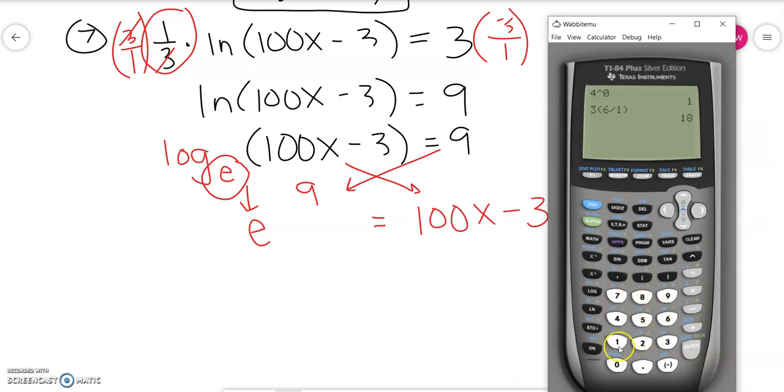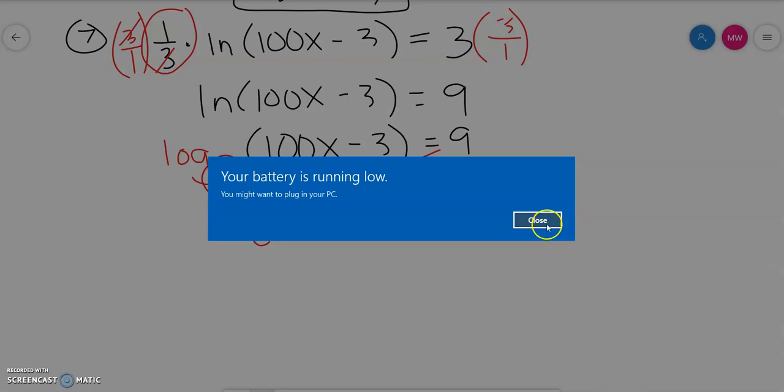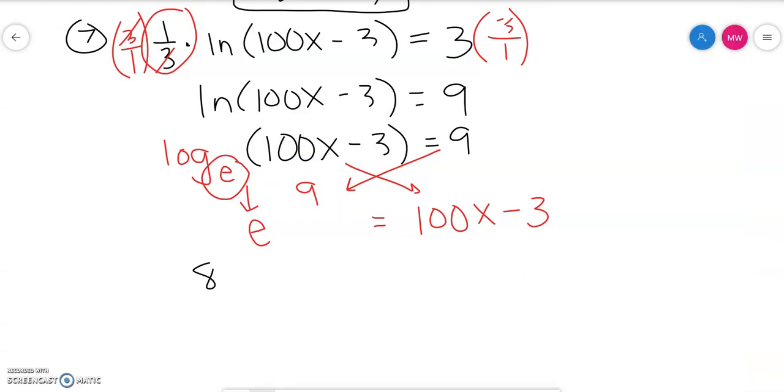So I'm going to get my calculator out here. This is e, which you do second ln, and that'll do e to the 9th power, is a really, really big number. Let me see that. What was that number? 8103.08. 8103.08 equals 100x minus 3.